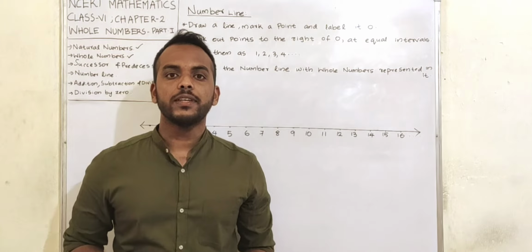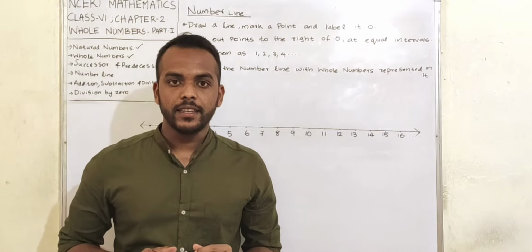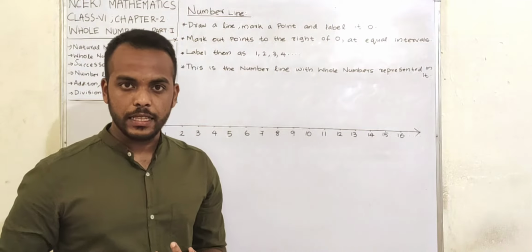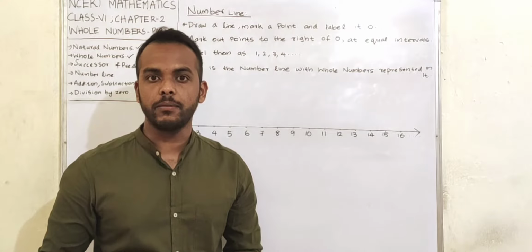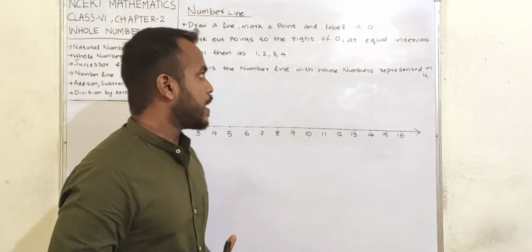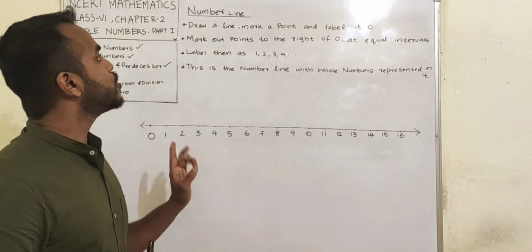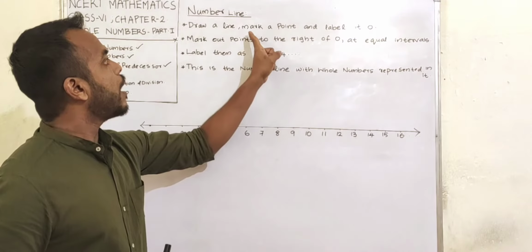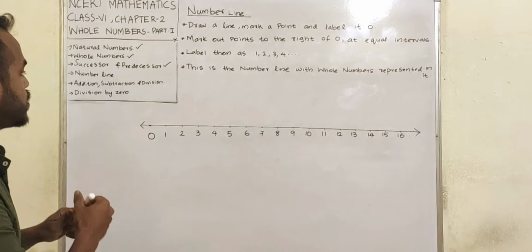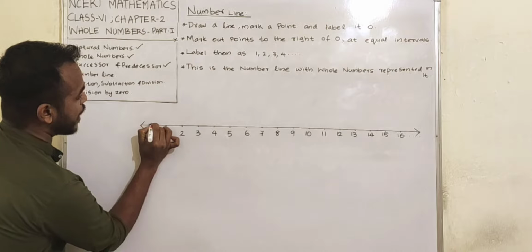So let's move on to the next portion, number line. Let's see what a number line is, or how we can draw a number line. Let's see how it can be done. First step, draw a line, mark a point. So this is the first step. We should draw a line.